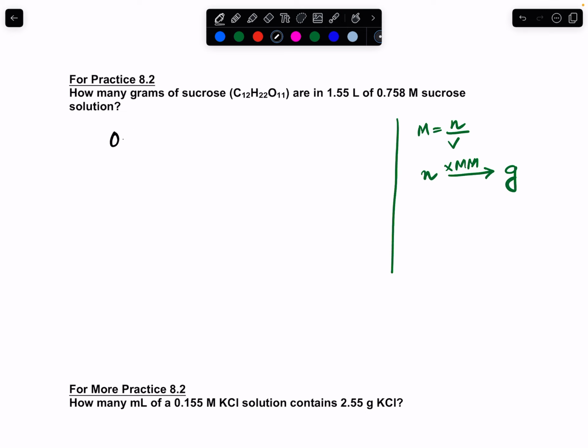So molarity is 0.758 moles per liter, equal to number of moles over 1.55 liters. Solving for number of moles, we get 1.1749 moles.